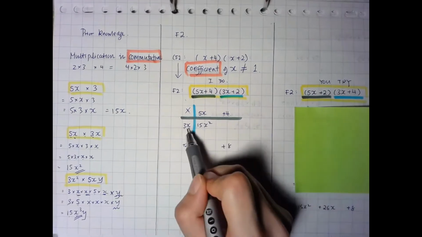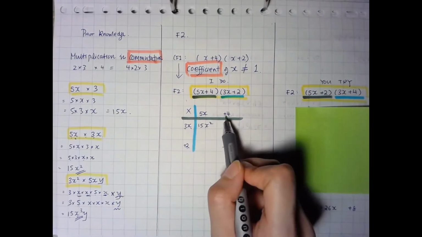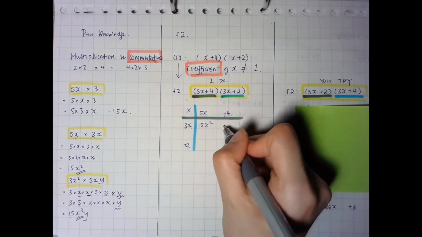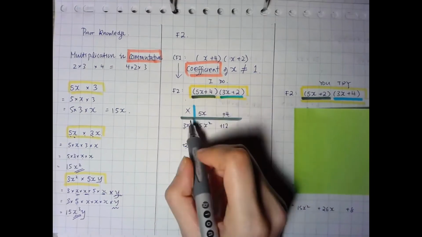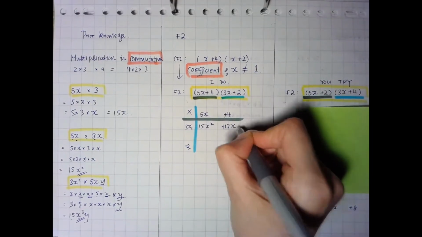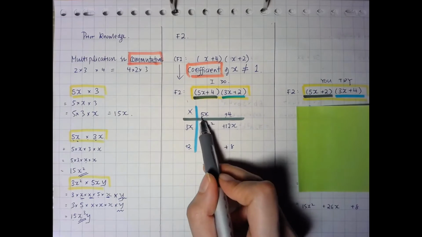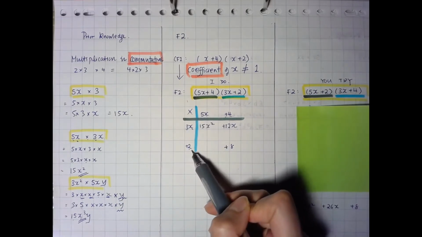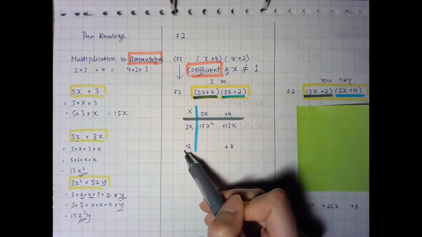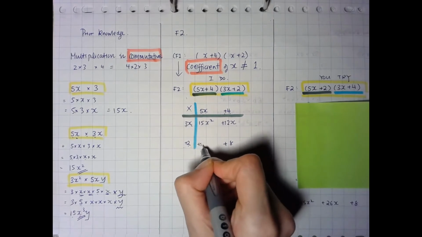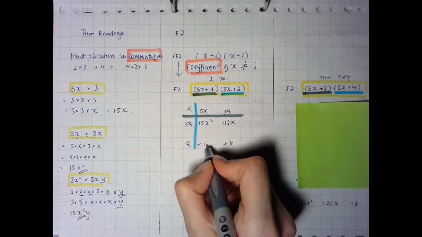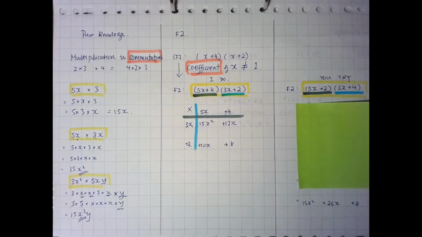Positive 4 multiplied by 3x. Positive 4 times 3 is positive 12. And multiplied by the x, positive 12x. 5x multiplied by positive 2. 5 times positive 2 is positive 10. And still multiplying by the x, positive 10x.